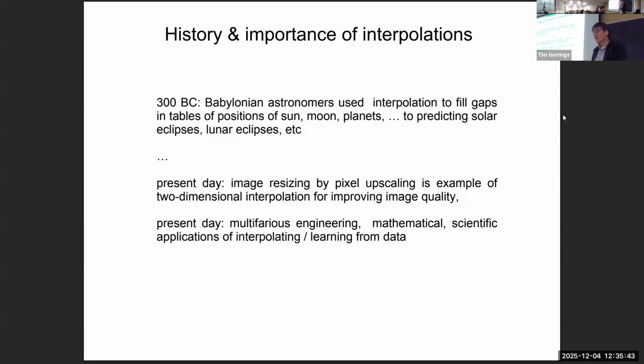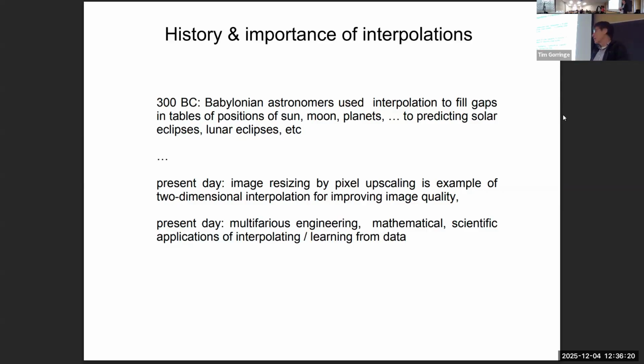Before computers, before the modern era, the ancients were interpolating. A famous example of interpolating is ancient astronomers interpolating the position of astronomical objects, and they would use those interpolations to determine, for example, the date of solar eclipses, lunar eclipses, and other astronomical events. So interpolation's been going on forever.